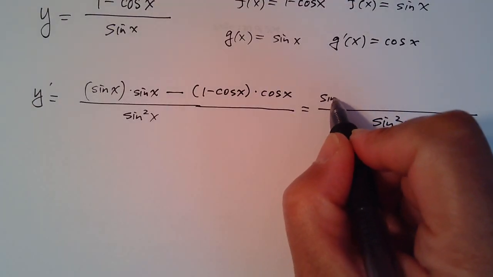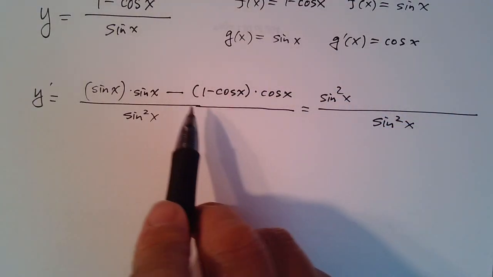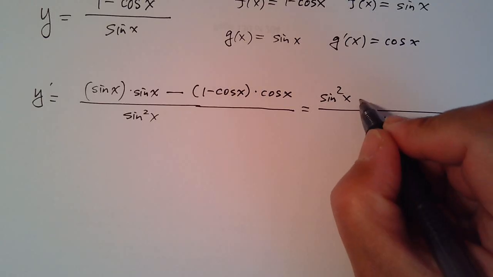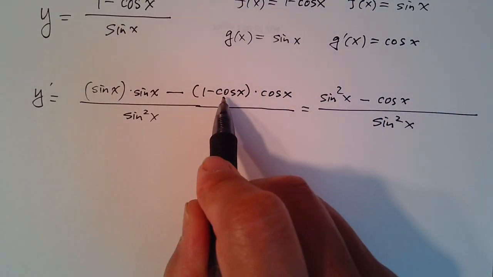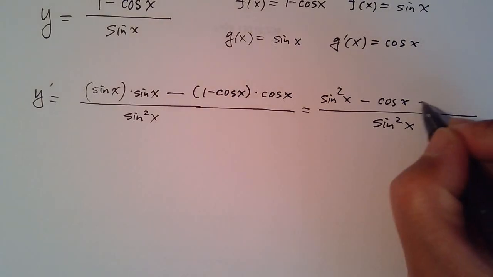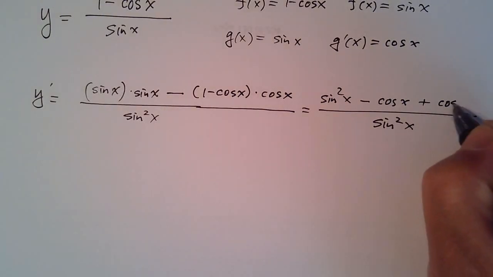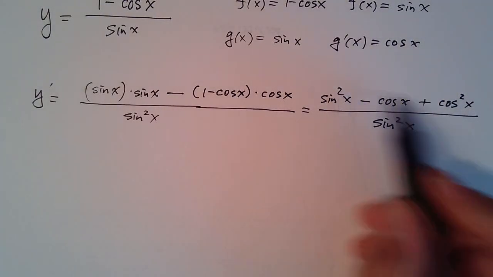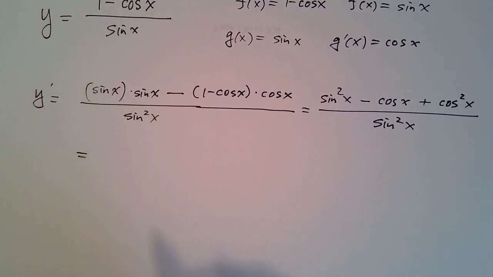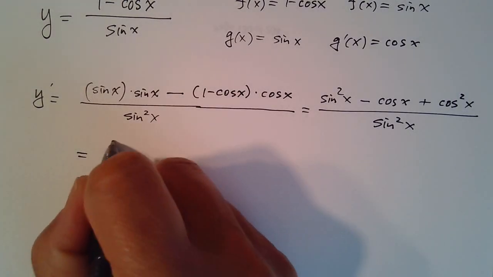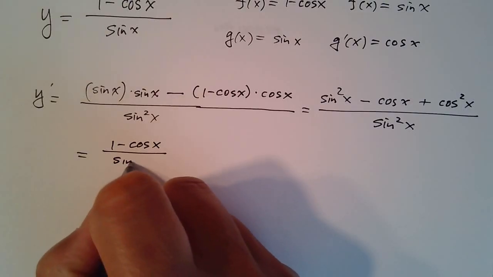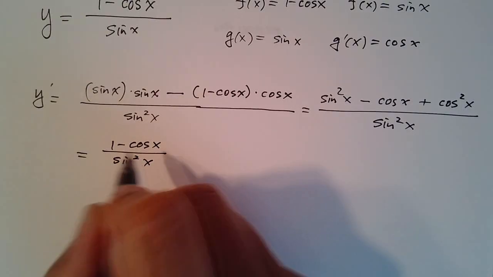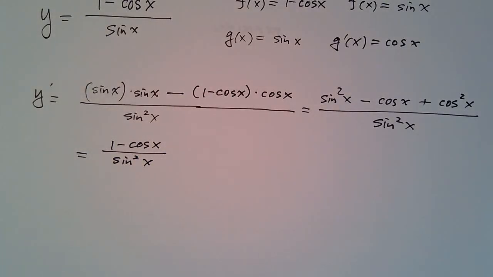Okay, we have sine squared here. Now distribute this. I got a negative cosine x, and then cosine times cosine is cosine squared, negative times negative, I get a plus cosine squared x. Now these two add up to 1, so my answer is 1 minus cosine x over sine squared x. Okay.